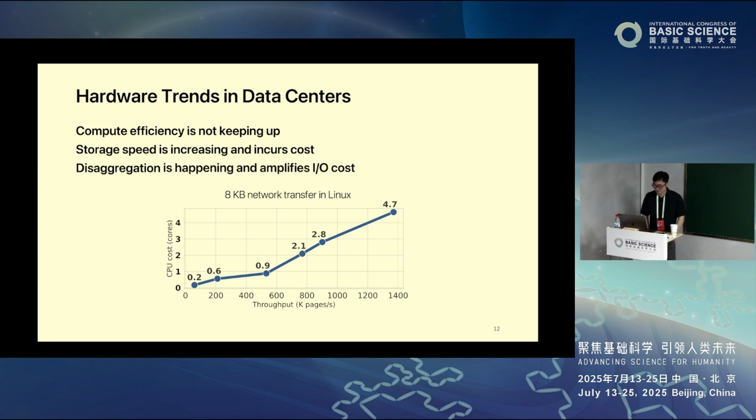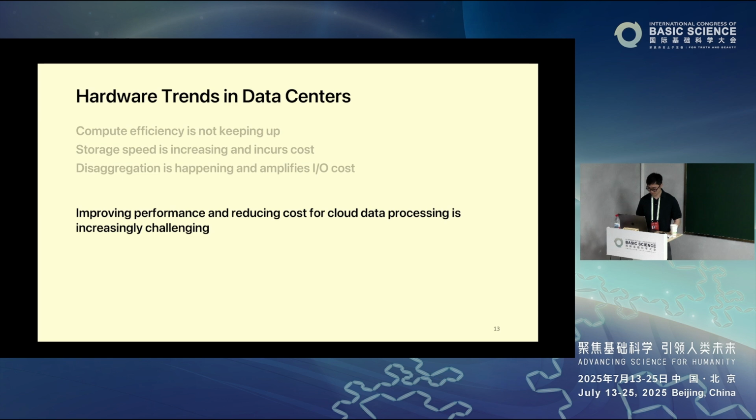So the final trend is that hardware resource disaggregation is happening in cloud data centers. Storage disaggregation is almost the architecture for every public cloud, like Microsoft, Google, Amazon, etc. And the disaggregation amplifies I/O cost. So the conclusion of these hardware trends is that improving the performance and reducing the cost for cloud data processing is becoming increasingly challenging.